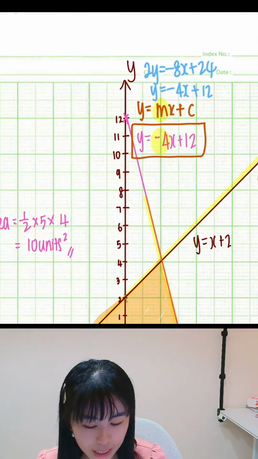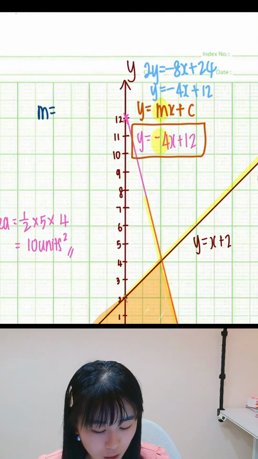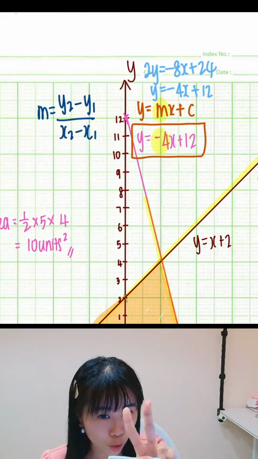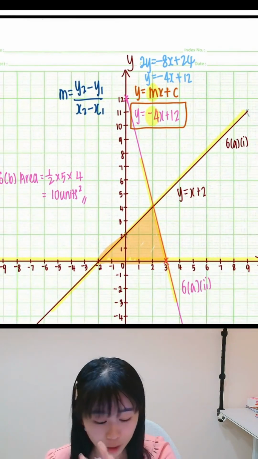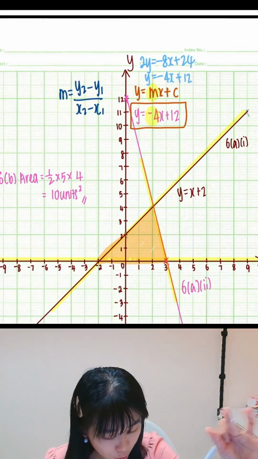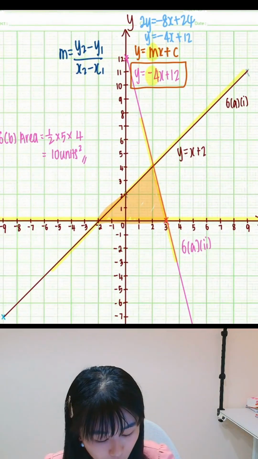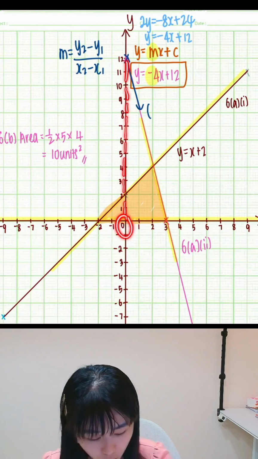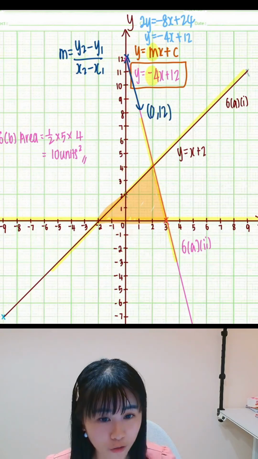Number 2, the second thing you need to know about the gradient is y2 minus y1 over x2 minus x1. You take 2 coordinates, you apply this formula, you can do it. So what are the 2 coordinates you can get from, let's say, the table of values they give you? If not, you can get from the graph itself also. So for example, we have one point here. This point here, my x is a 0. My y is a 12. So 0, 12, first point.